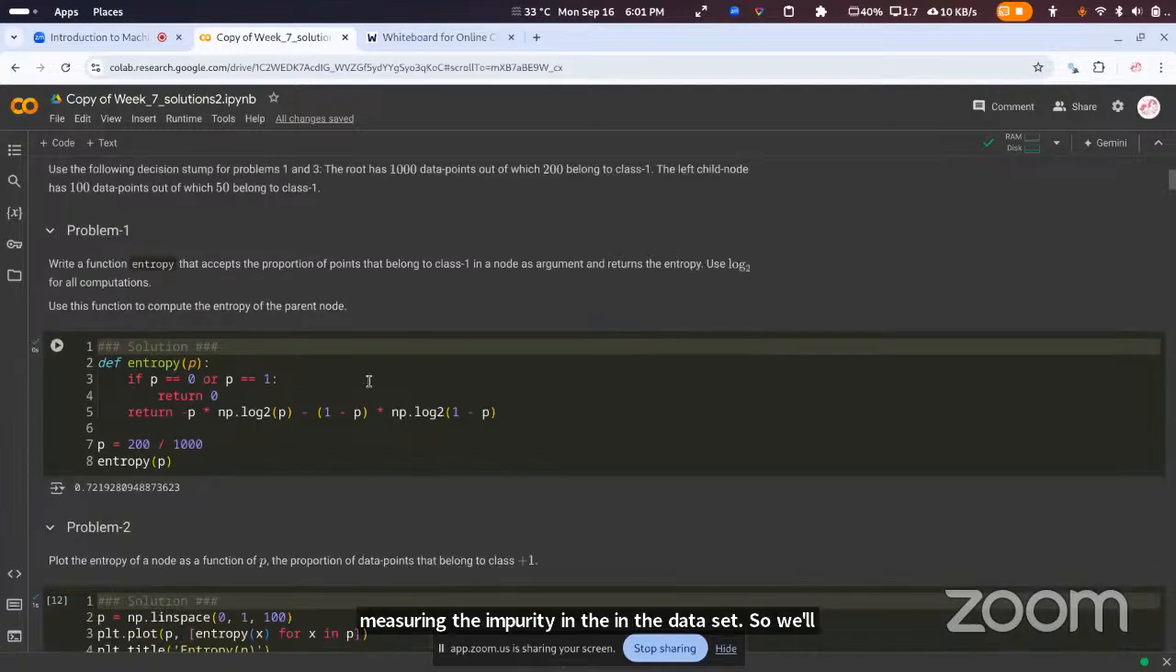So here, if p equal to 0 or 1, that is a proportion of points belonging to a particular class, then we'll return 0. If not, we'll perform this operation, that is p into np.log2, which stands for logarithm, of p, minus 1 minus p into log of 1 minus p. So this is the formula for entropy. As an example, if I take p as 200 by 1000, so p is the proportion which is going to be between 0 and 1, the entropy of p is going to be 0.72. This is how we measure entropy.